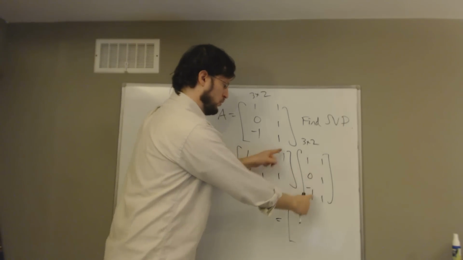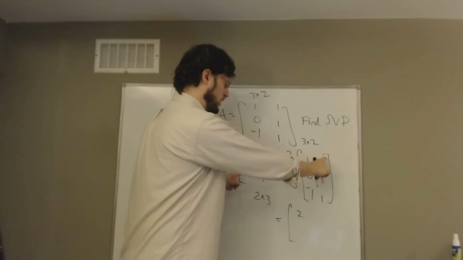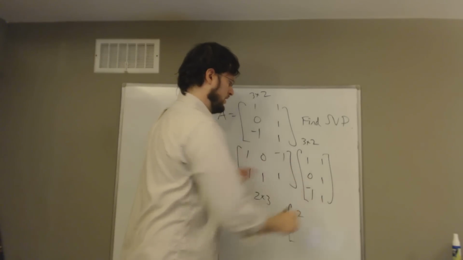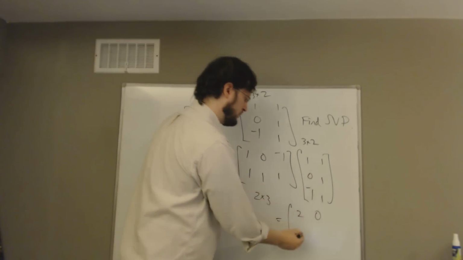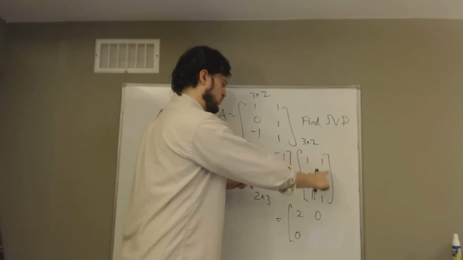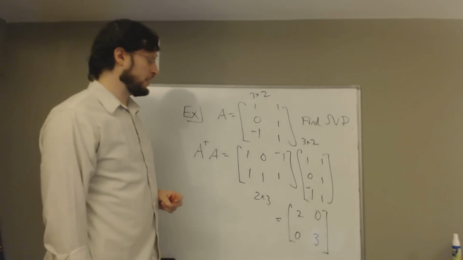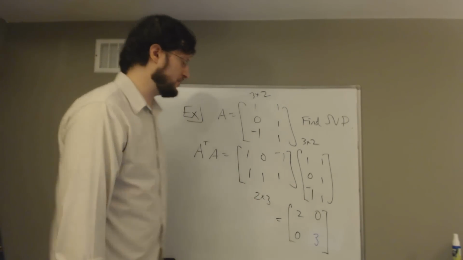1, 0, and 1 makes 2. 1, 0, and minus 1 makes 0. 1, 0, and minus 1 makes 0. 1, 1, and 1 makes 3. So this is A transpose A, and it's a 2 by 2 matrix, and it is in fact symmetric.